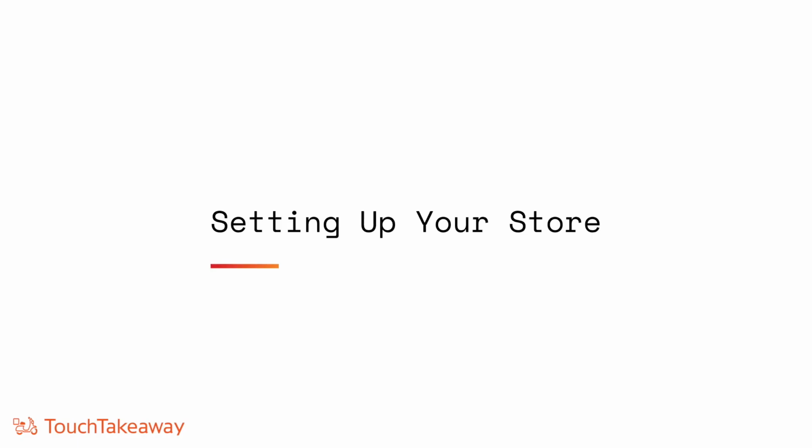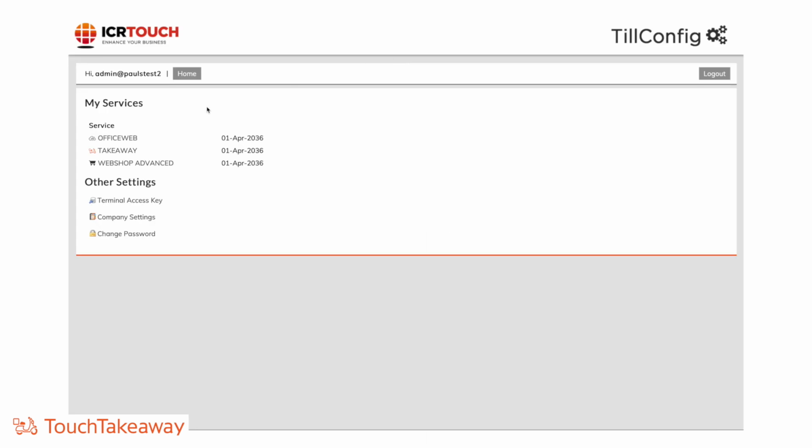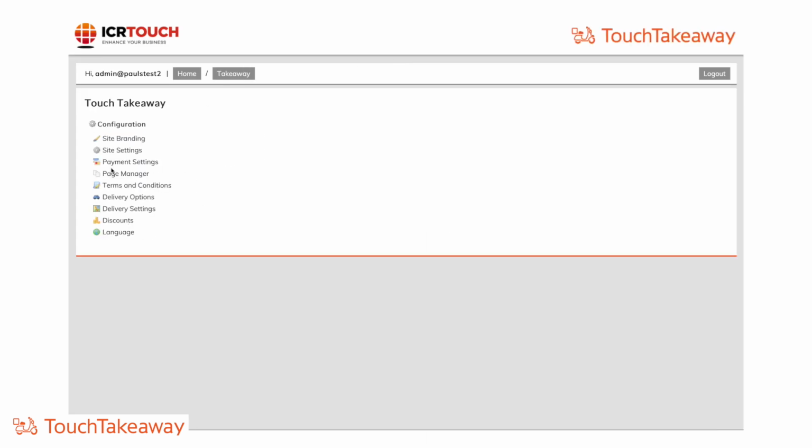To set up TouchTakeaway, first you go to tillconfig.net and sign in your account. Click on the TouchTakeaway option. Here is where we set up our online store. To customize the design, click on Site Branding.